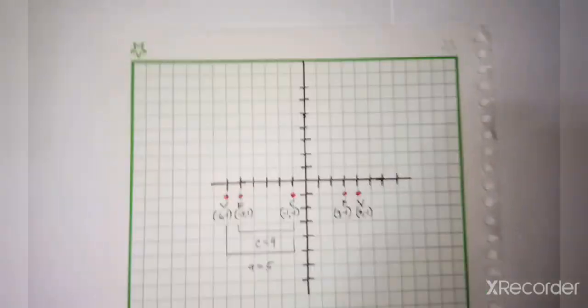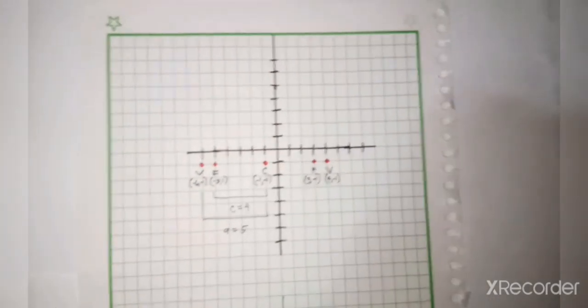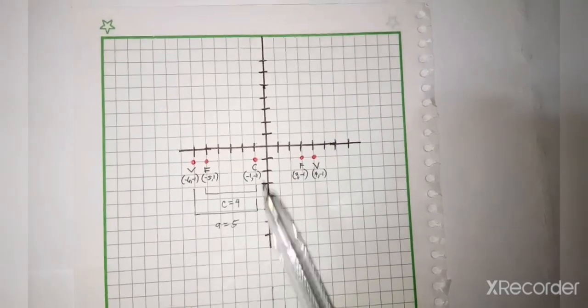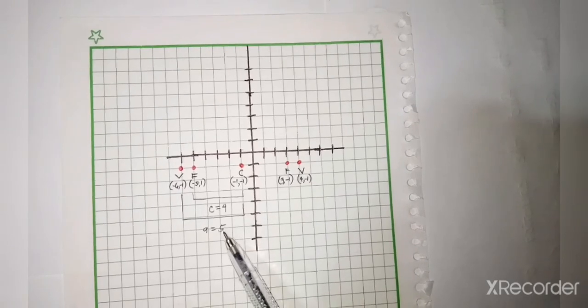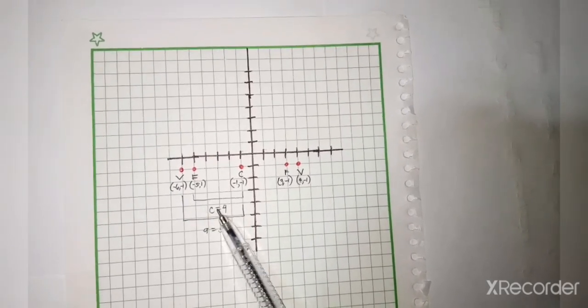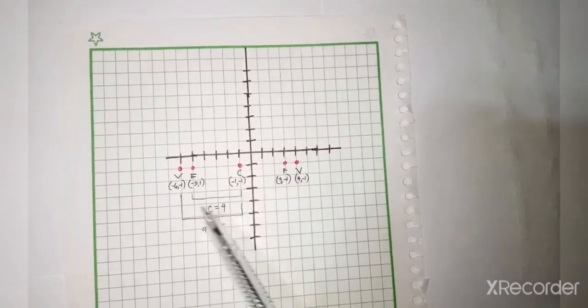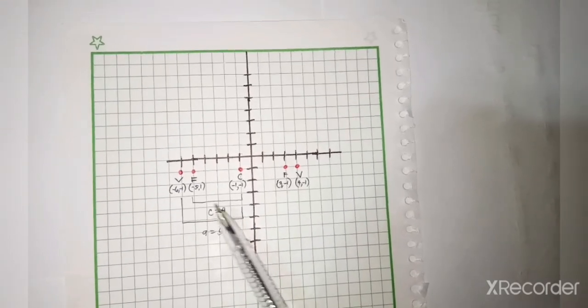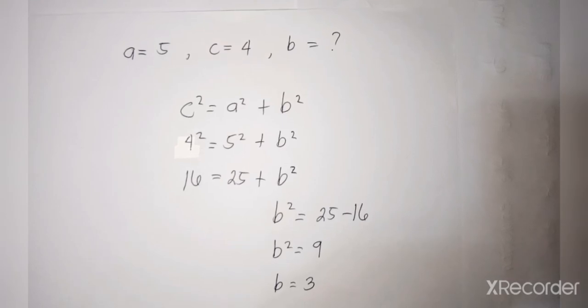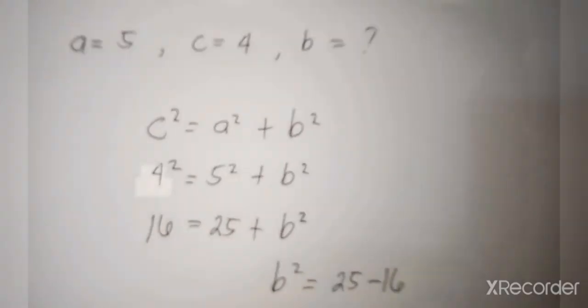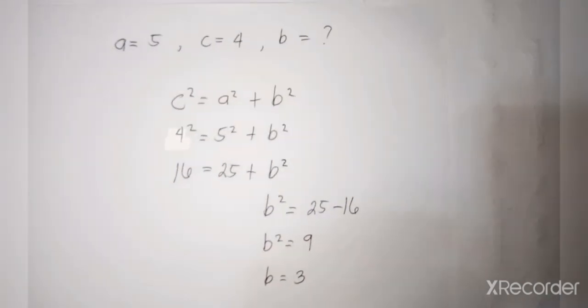Now back to our graph, where a is the distance between the center and the vertex. A is 5, while c is the distance between the center and the focus. C is 4. So now we can proceed, where a is 5, c is 4, and b is unknown, which is required. Through this equation, we can get the b.